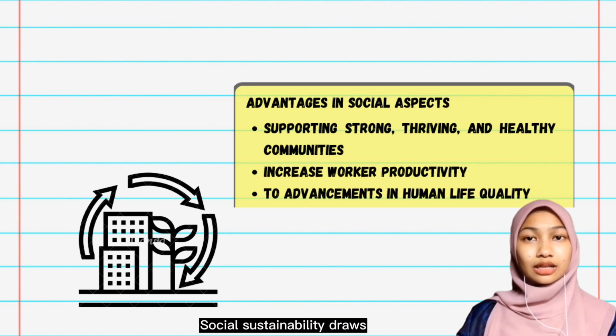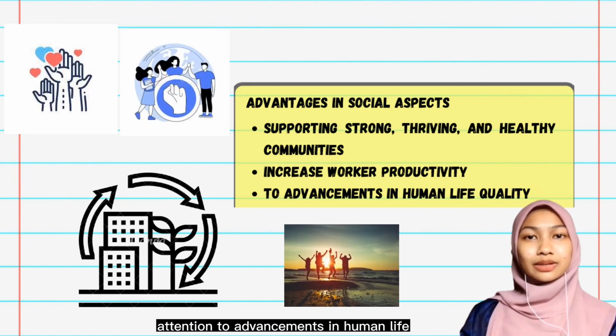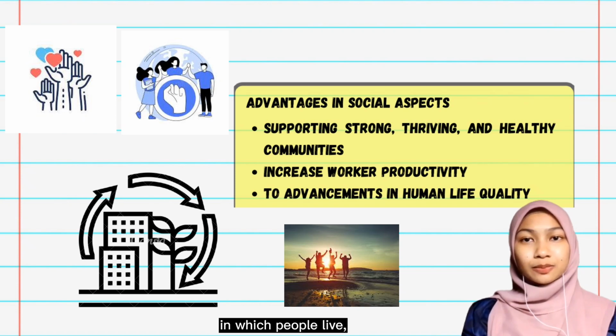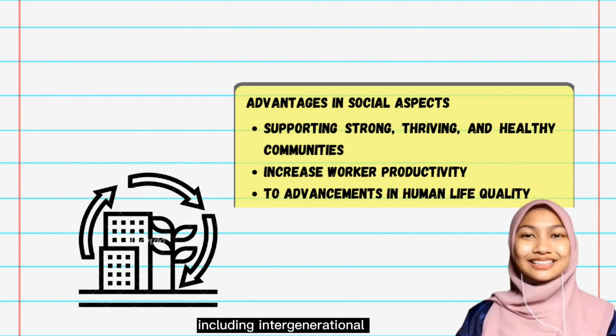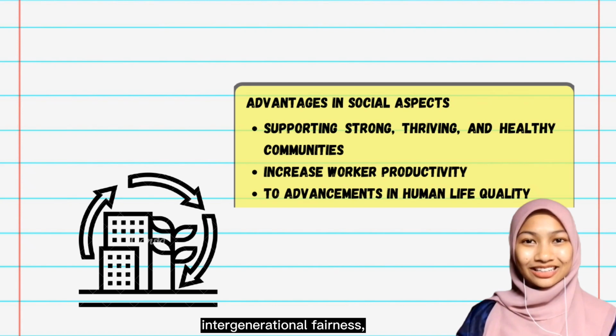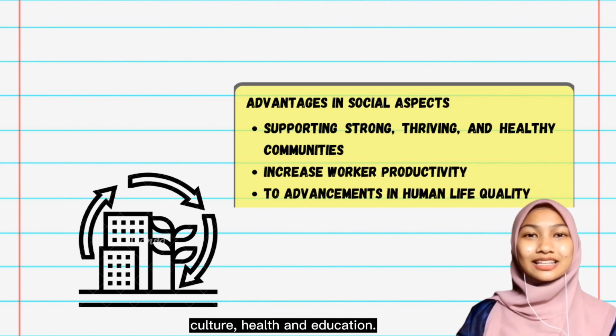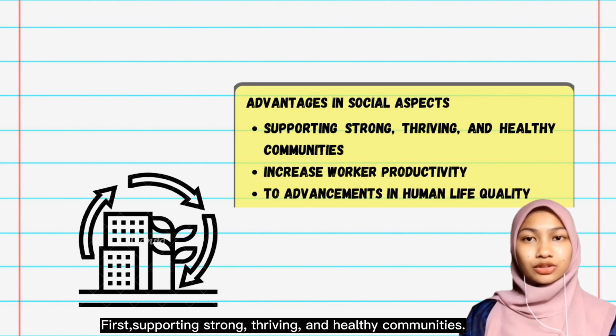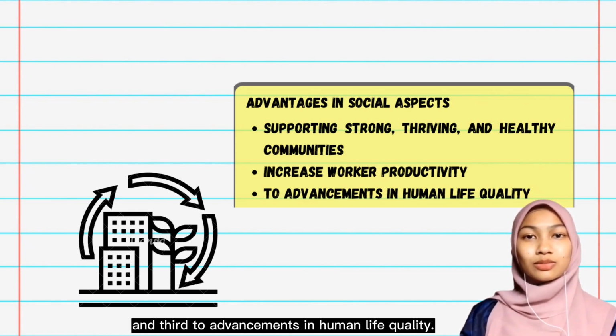Social sustainability draws attention to advancement in human life, quality, and the environment in which people live, including intergenerational fairness, culture, and health and education. First, supporting strong, thriving, and healthy communities. Second, increased worker productivity. And third, advancement in human life quality.